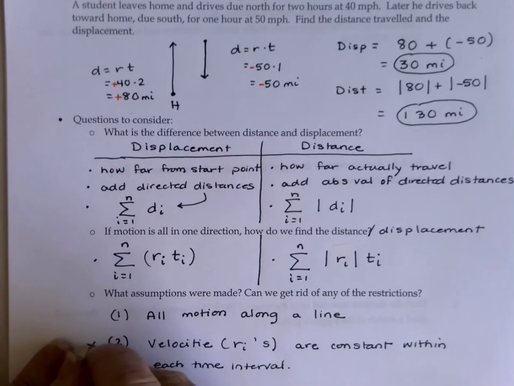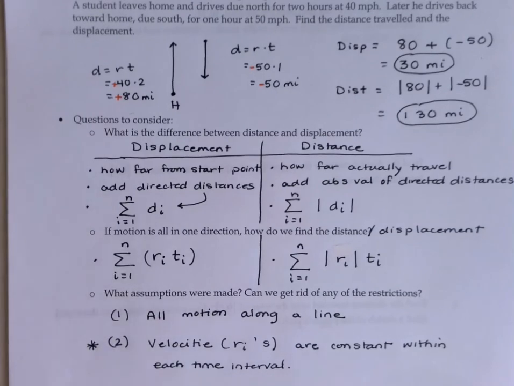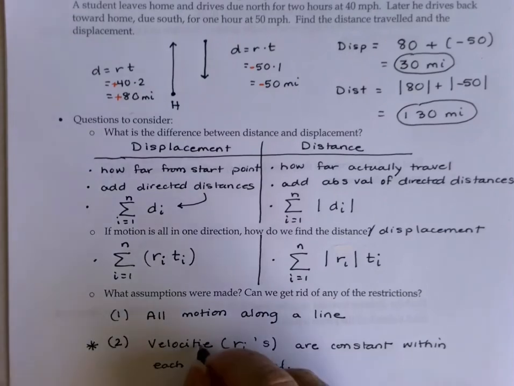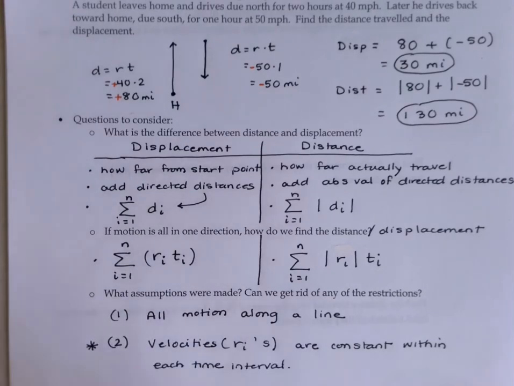This one is a restriction we actually can look at easing up. Again, we have to stick with the straight line motion for now. We'll be able to get rid of that till Calc 3. But we can ease up on the velocity.